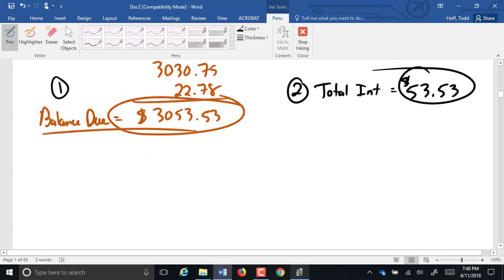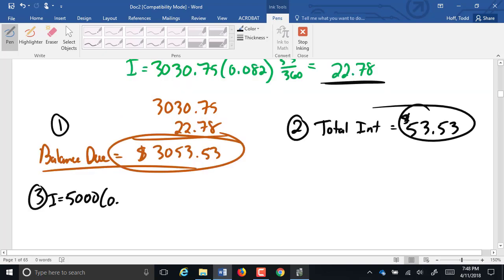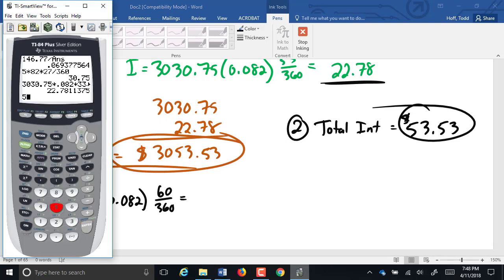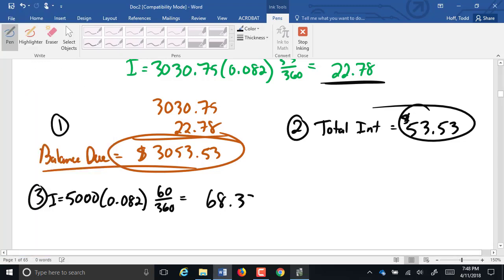Last thing, the amount saved. To do the amount saved, we have to take that $5,000 times the 0.082 times the full 60 days out of 360. Give us $68.33. Would have been the interest had there been no partial payments.